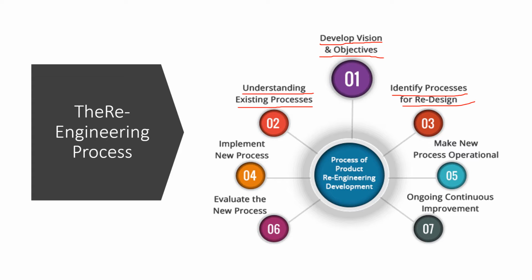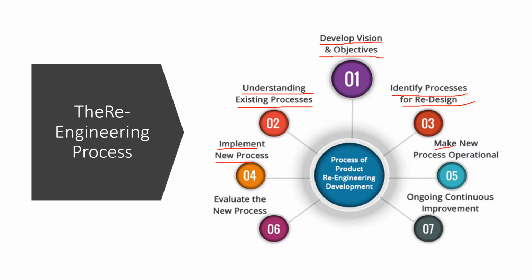And finally, we need to implement the sequence of steps. We need to implement the new process in real time, so it should actually solve the real time problem. Implementing the concept in real time is a very important step. This is followed by making the new processes operational. The process which we have proposed by re-engineering should be operational. That is, it should function properly and it should actually satisfy the objective or the stakeholder requirement.